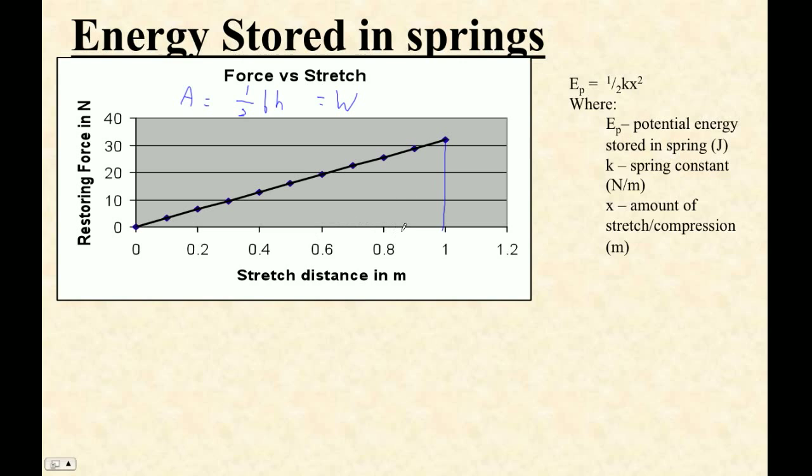And the base here is going to be x, and the height is kx. And so the area is 1/2 base, which is x, times kx. And again, we get 1/2 kx squared for our area under the graph, which is also the work we did, which is also the potential energy stored in the spring. And that's all you got to know.